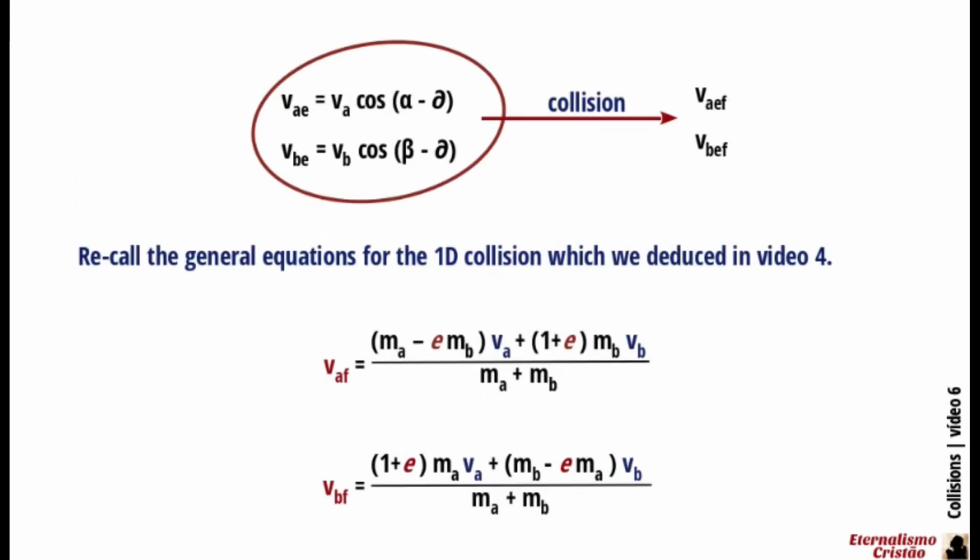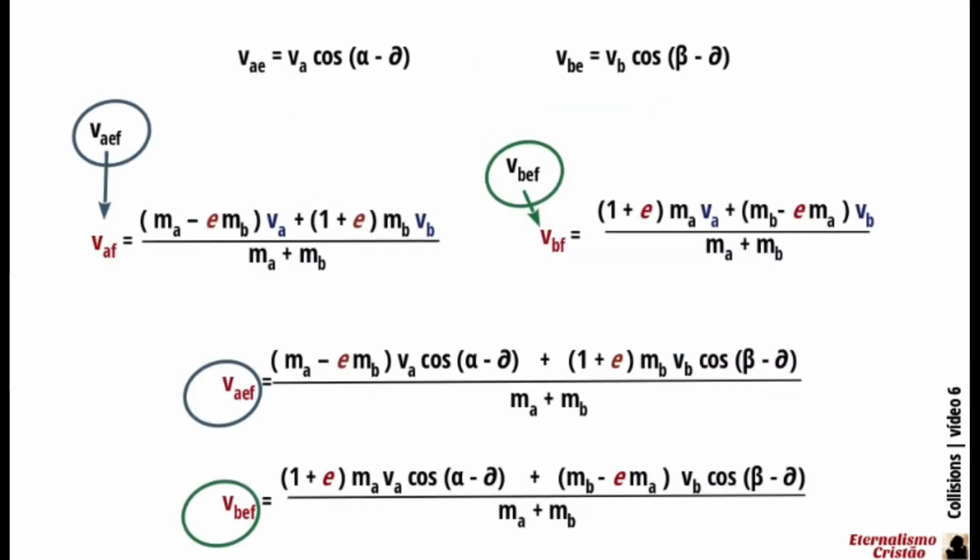During the collision, the components of the velocities, along the unit vector E, are changed according to the known equations of the general 1D collision. VAE changes to VAE final, and VBE changes to VBE final. Just replace VA by VAE, and VB by VBE in the known equations for the 1D collision.